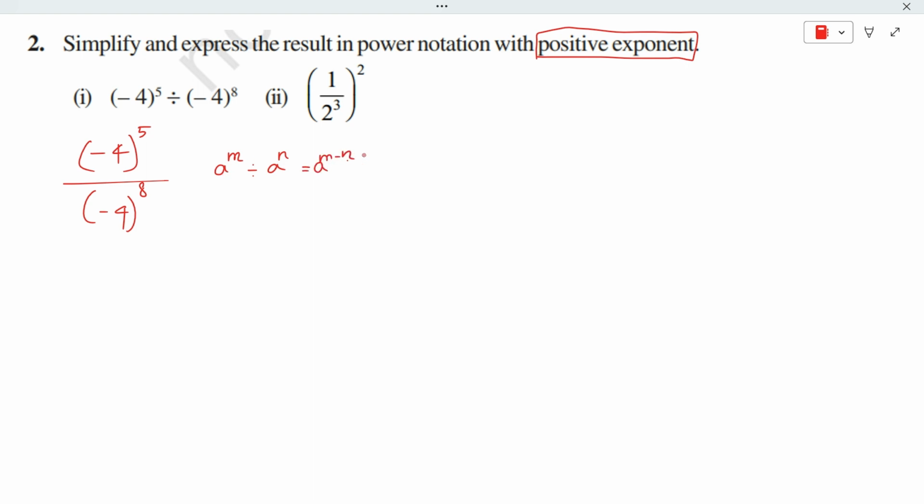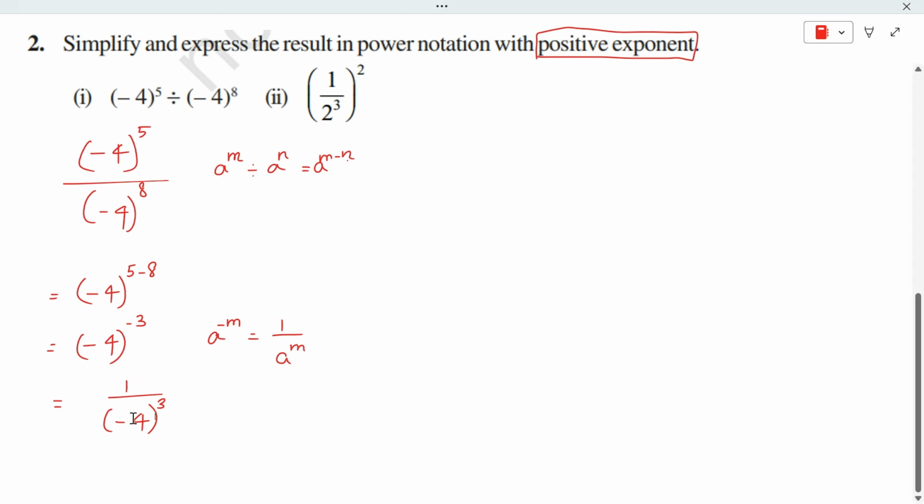So it is a power m minus n. So I need to subtract the powers keeping the base as such. So always remember, the power in the numerator will come first, then minus 8. So this will give me minus 4 to the power minus 3 as the answer. But in the question they are asking me to write with the positive exponent. So again I have to use the law. A power minus m is written as 1 by a power m, isn't it? So this will be 1 by minus 4 to the power 3.